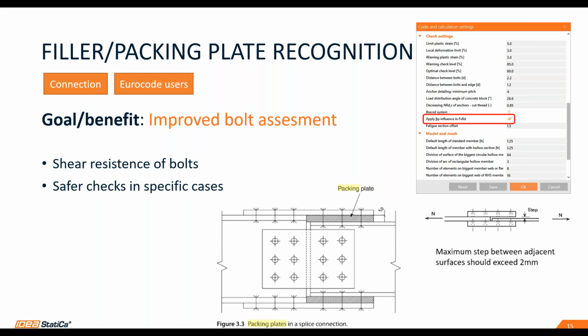This is something not that new. It was there: filler or packing plates recognition in the code setup. We had this apply beta P influence in the assessment of shear resistance for bolts, but maybe it was not recognized in all cases, and it was up to the structural engineer or user of the software to double check whether it was analyzed correctly. So this recognition was improved a lot. Now we recognize what we were not able to before.